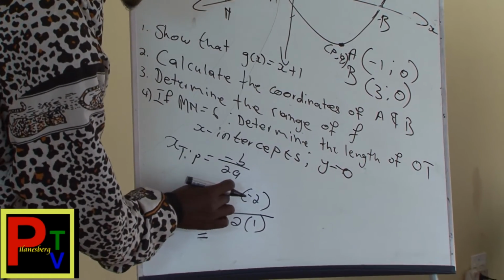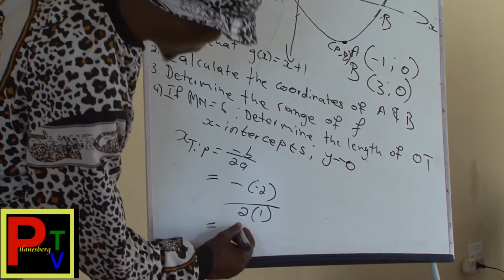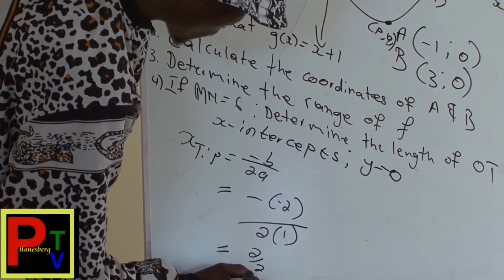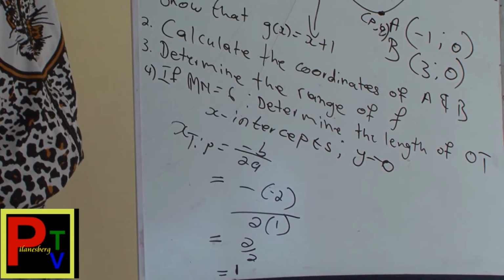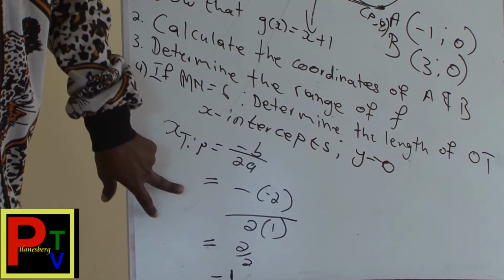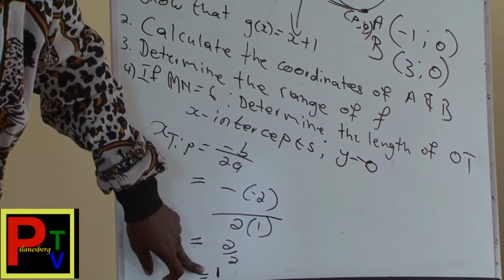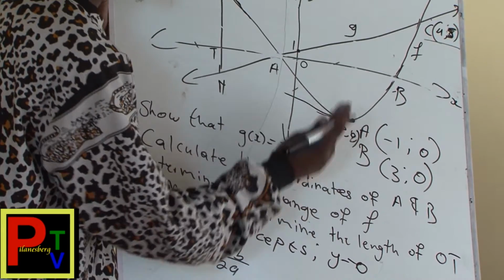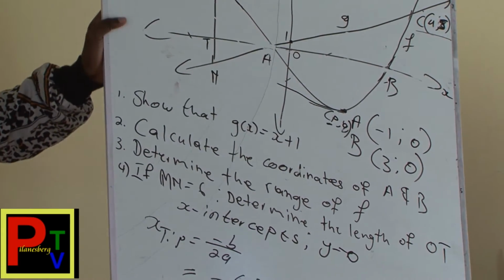This is negative 1 times negative 2, that is positive 2, over 2, which is equal to 1. Does it make sense? Our x of the turning point is positive 1, then we check, where is it? On the positive side. Then our p, this side we know is positive. Yes, it makes sense now.